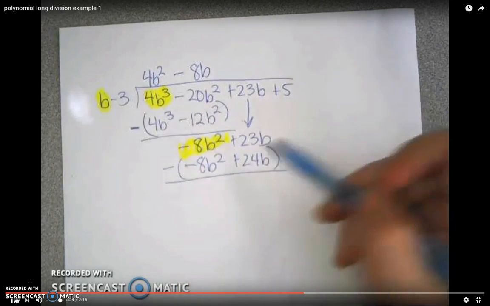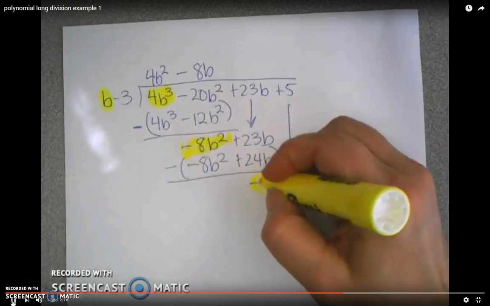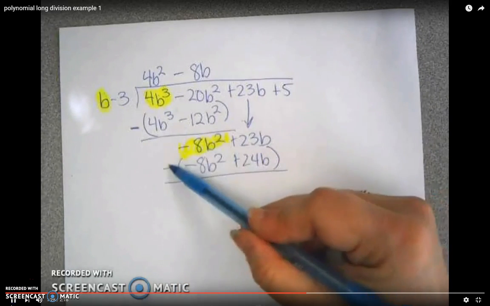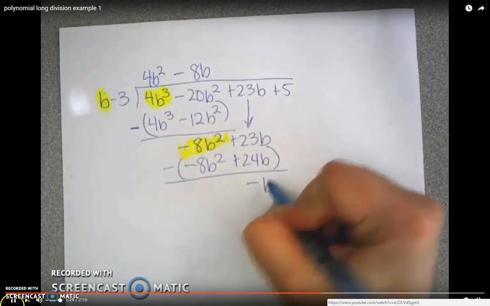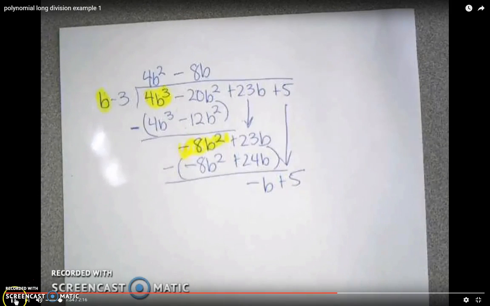And at this point I'm actually subtracting from the line above. So again, I get the first terms to cancel out, and then 23b minus 24b is a negative b, and I bring down my next term.